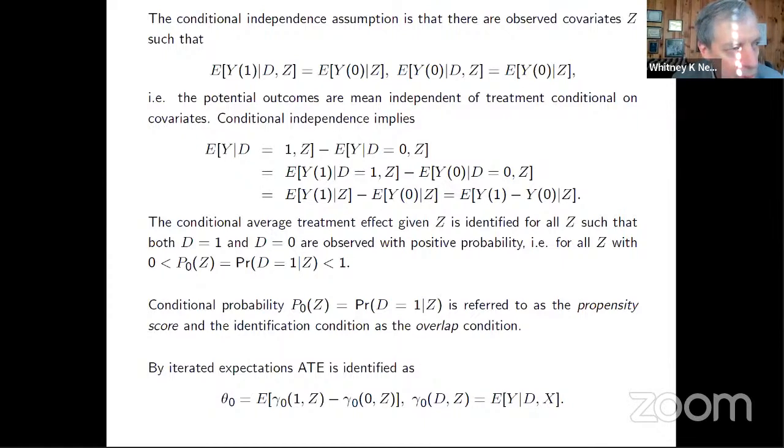We're actually going for the average treatment effect, but we know we can use iterated expectations to get to that. If we've got a conditional average treatment effect, we can hopefully use iterated expectations, and we can. You just take the expectation of this over Z, and by iterated expectations, that's the average treatment effect.